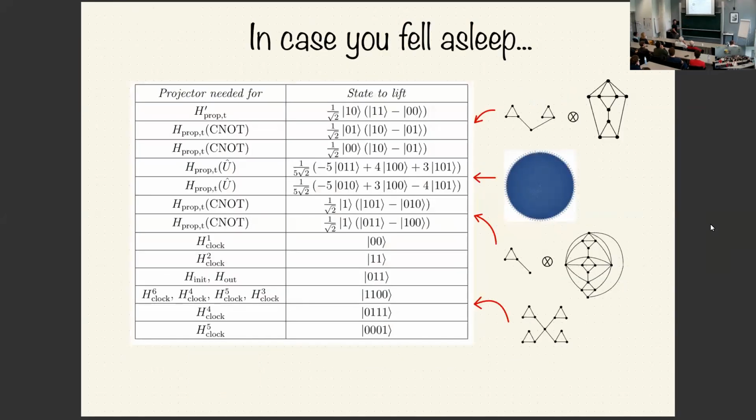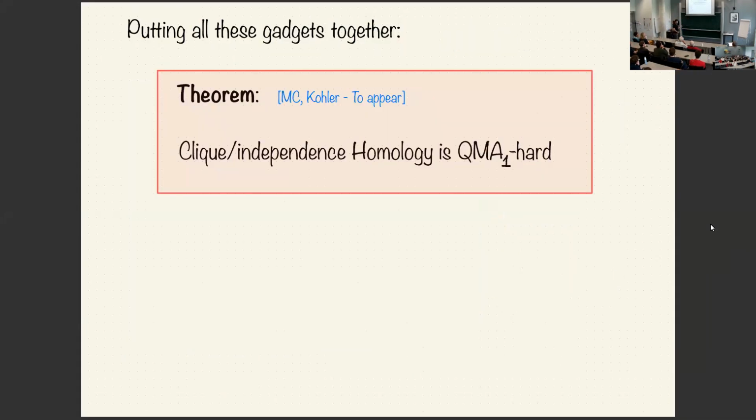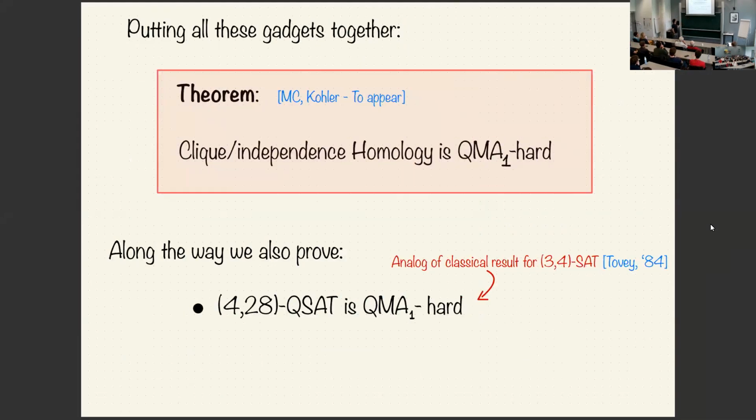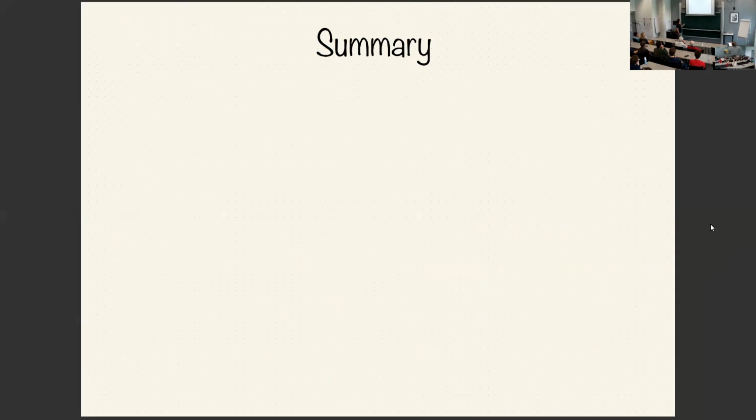Anyway, in case you fell asleep and you want to know the punchline, this is it. So putting all these gadgets together, I'm sorry, I'm about to finish. You prove the theorem that homology is QMA hard. Along the way, we prove 2 other results, which are here. I can tell more about them later. I'll skip it. So, summary.